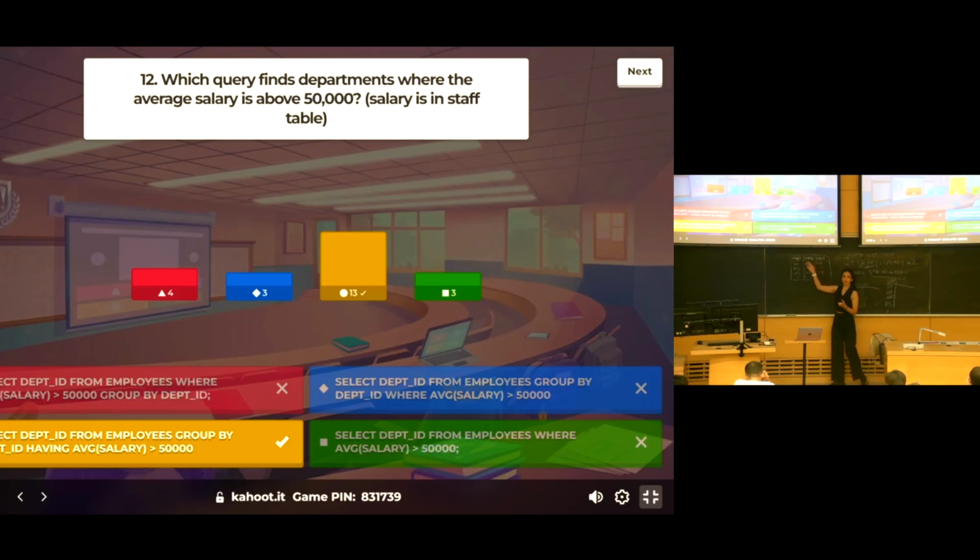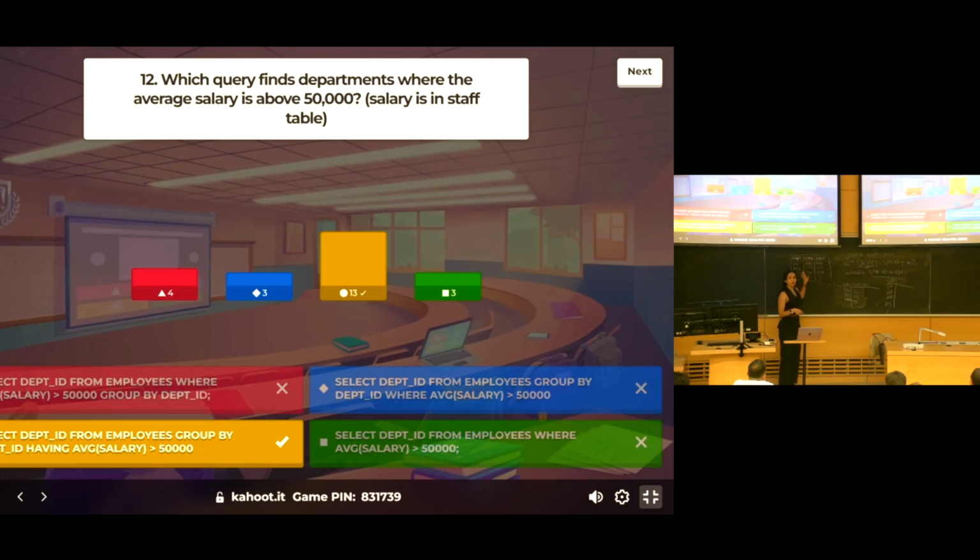So we have a staff table like this, for example, employee ID, department, salary, and some other information, right? And then we had an organization table with department ID, department name, and division, and some other information about the departments, right? But the salary was only in the staff table. So now we want to find the departments where the average salary is above 50,000.